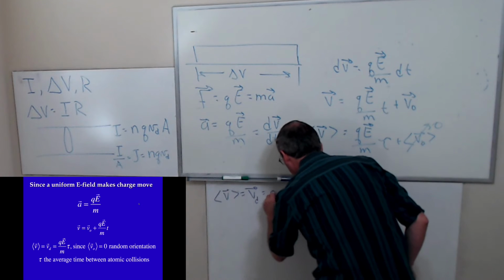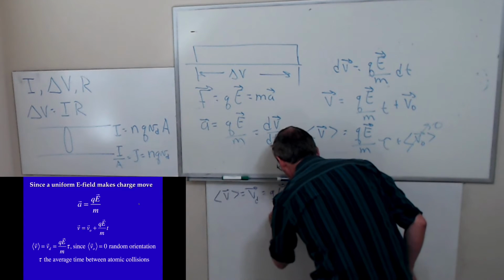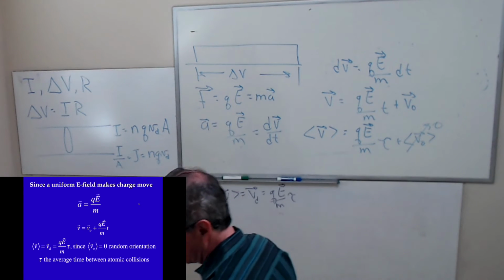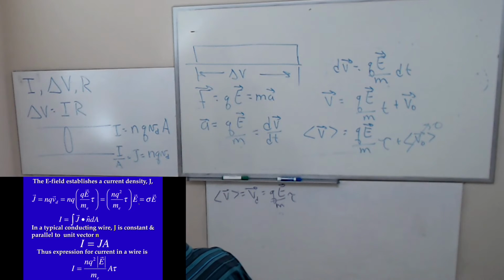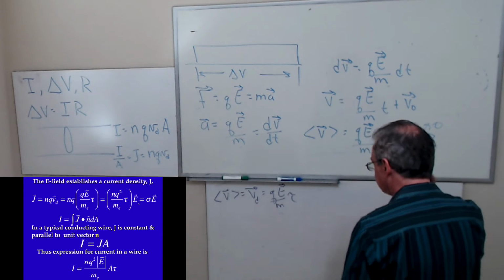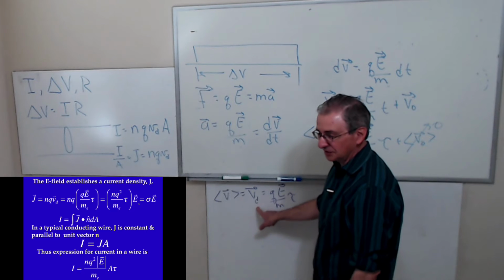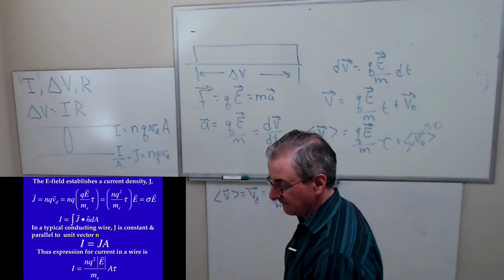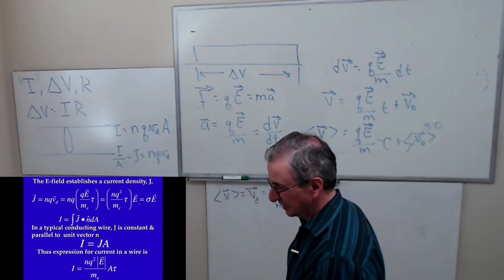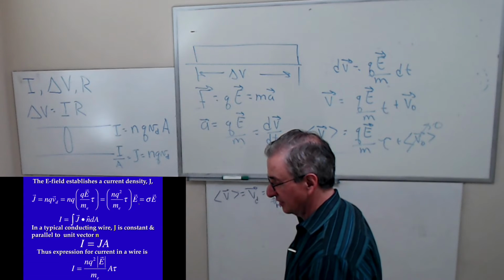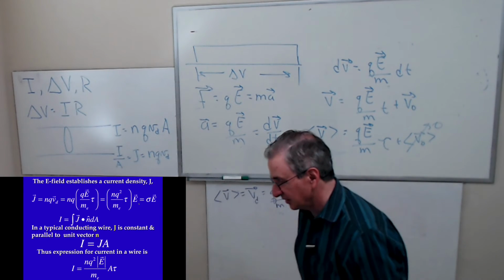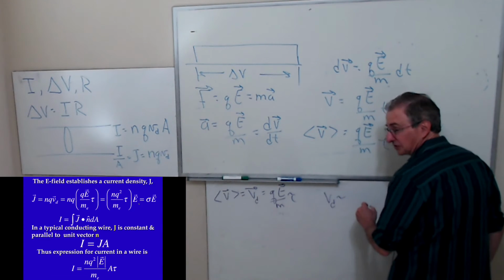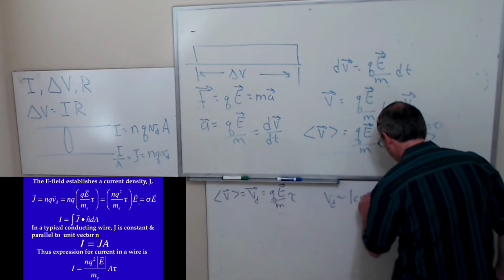It's given by QE over M times tau. Anybody want to guess how big of a value that is in a wire? No guesses? I'll tell you what the value is. V sub D is of the order, and I'm probably going to overestimate it too, about 1 centimeter per second.